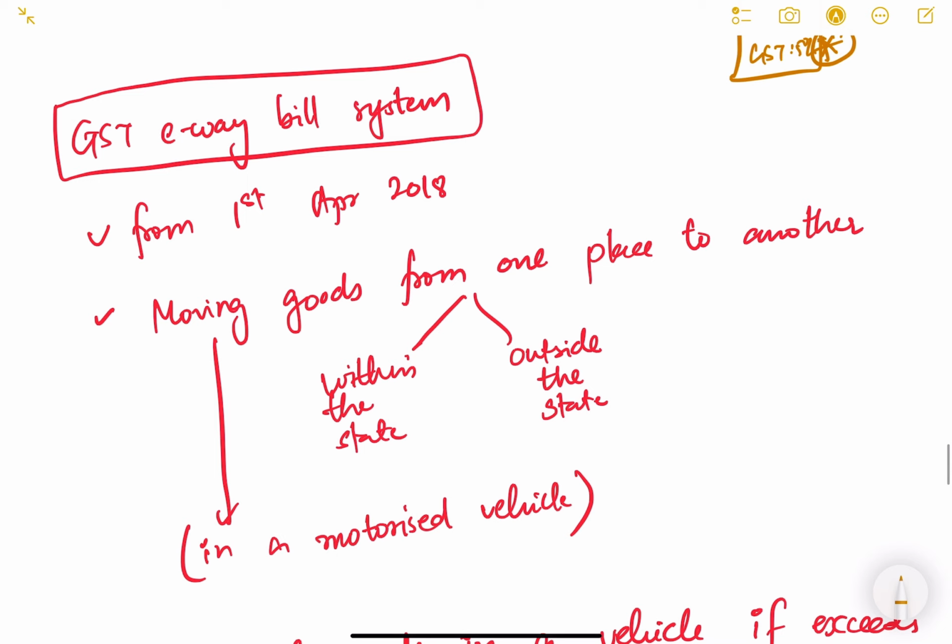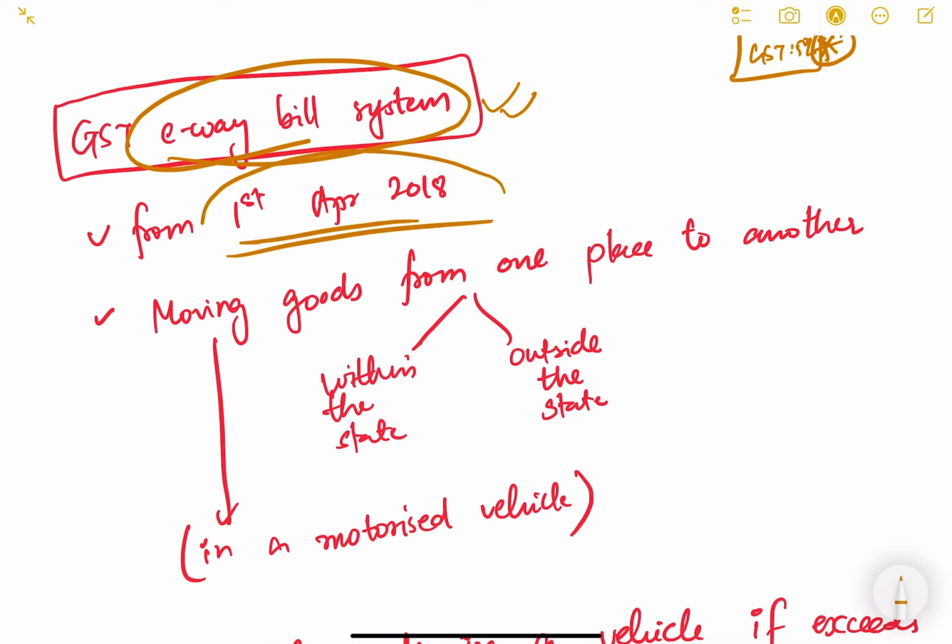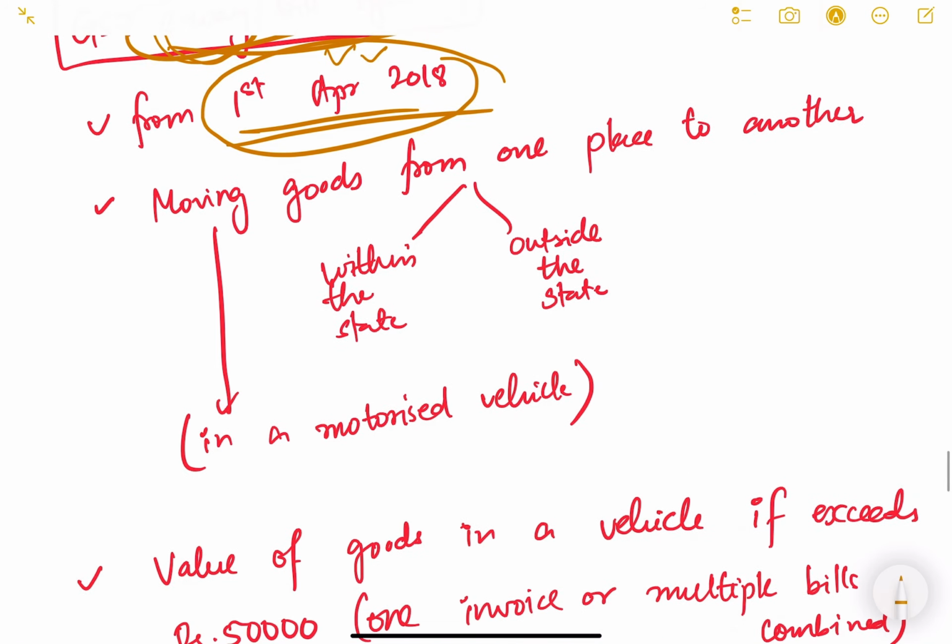Now let us study one more important topic of GST, which is the GST EWay Bill system. Okay, this is another important thing. So after the implementation of GST, almost after 1 year, this EWay Bill system has also come. As we can see, it is a bill system for transportation. It started from 1st April 2018. Now what is this EWay Bill system? It is for moving goods from one place to another.